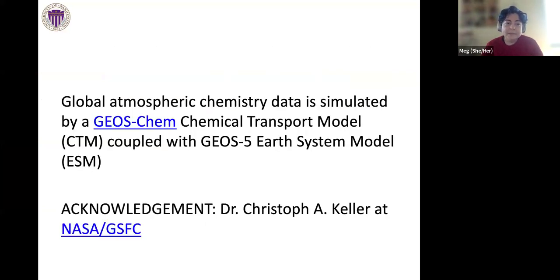I will start by introducing the data set that I've been working with. The global atmospheric chemistry data for 1 year is simulated by a GEOS-Chem chemical transport model, or CTM, that seamlessly integrates with the GEOS-5 Earth system model. The data was provided by Dr. Christoph Keller, who works at NASA GSFC. And this model is, I think, open source. So this is the data that I have done all of my work with. This is my starting point.